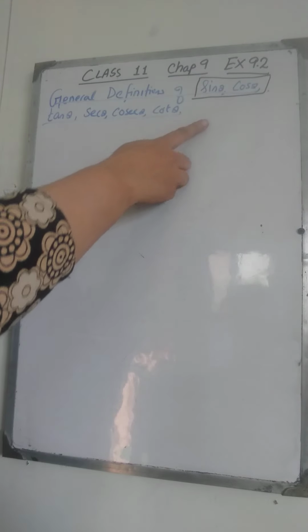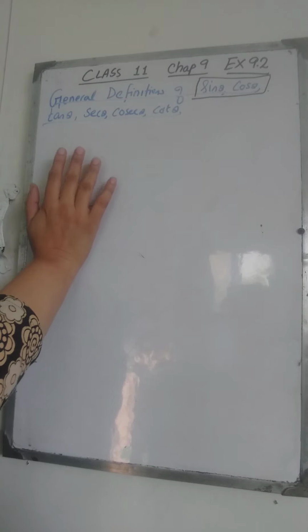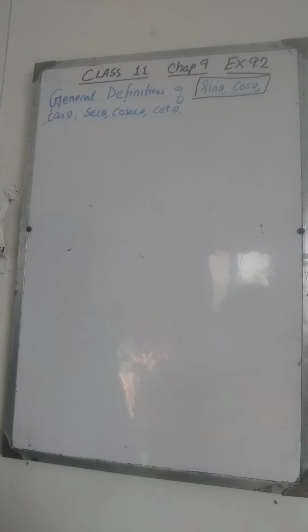Bismillahirrahmanirrahim. In this video, we are going to learn about the general definition of sine theta, cos theta, tangent, secant, cosecant, and cotangent. These are all 6 trigonometric ratios, and we are going to learn about their definition.